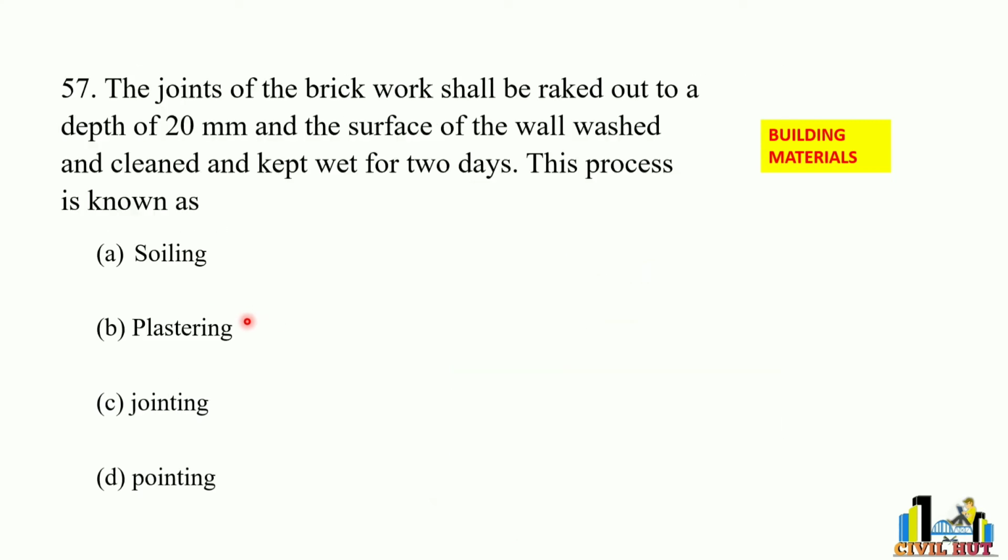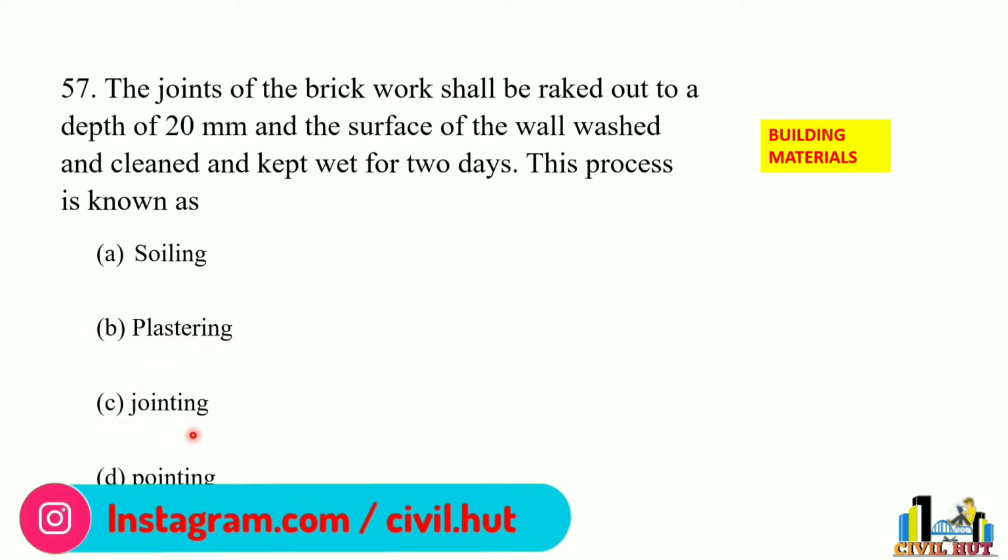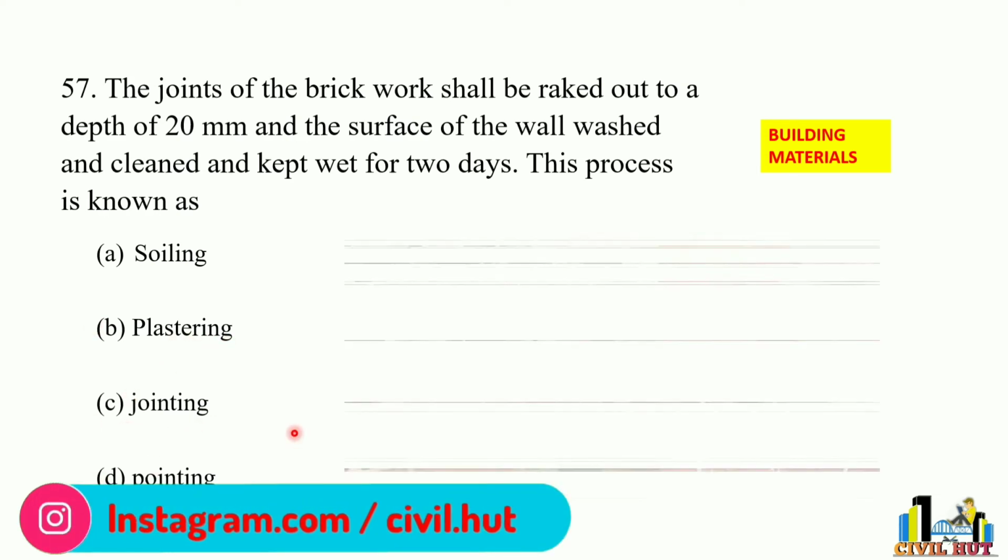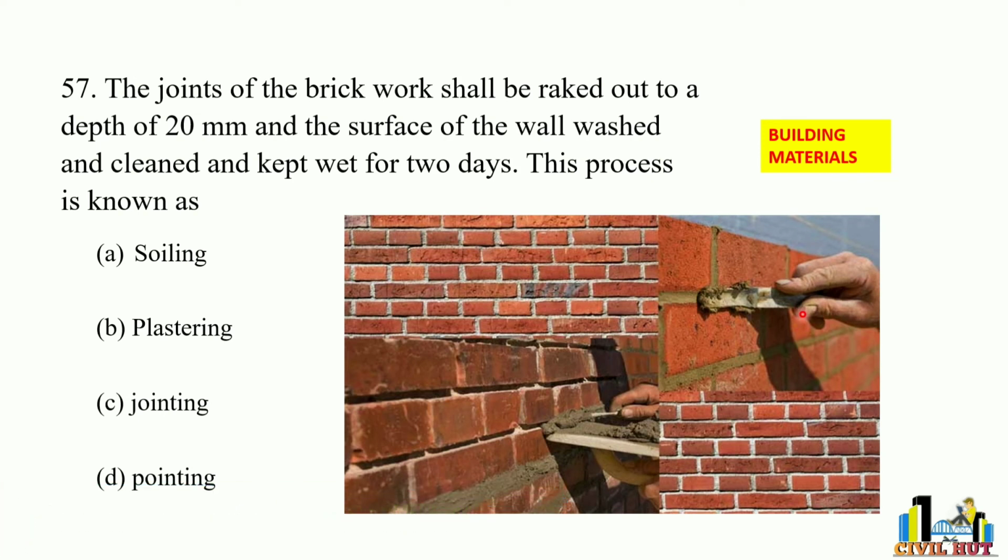Next question is the 57th question. The joints of the brickwork shall be raked out to a depth of 20 mm and the surface of the wall washed and cleaned and kept wet for 2 days. This process is known as A. Soiling, B. Plastering, C. Jointing, D. Pointing.